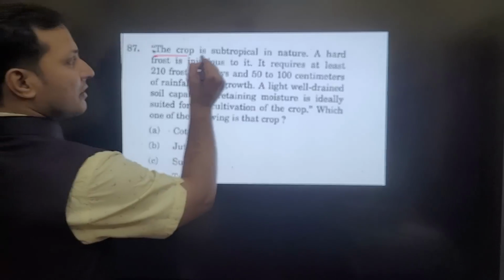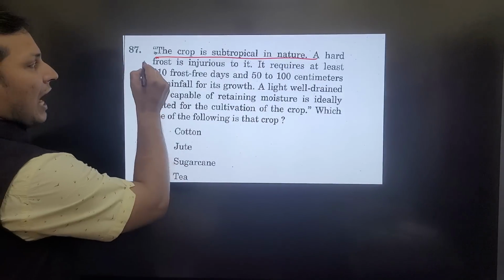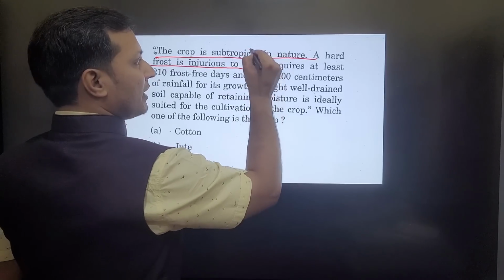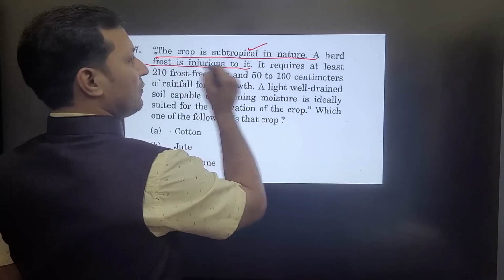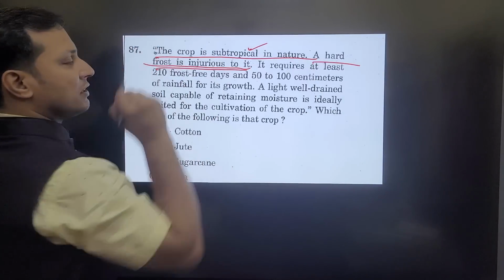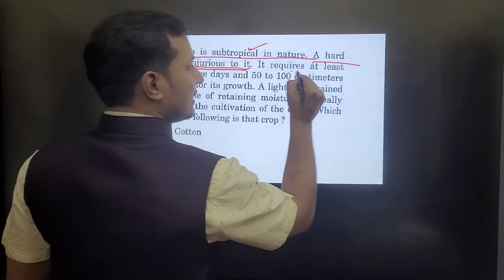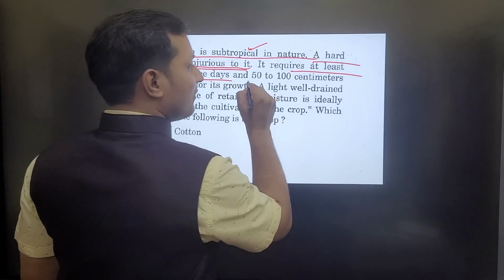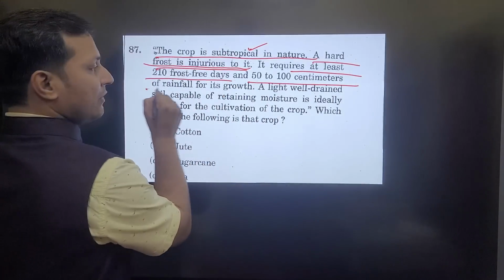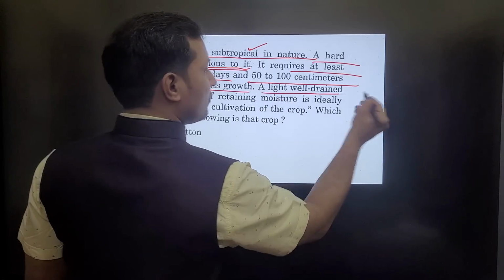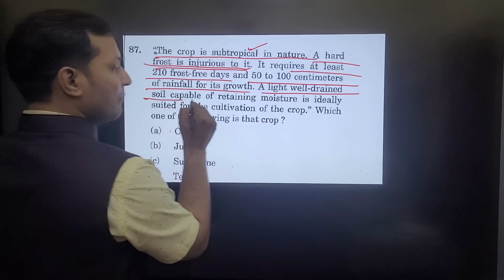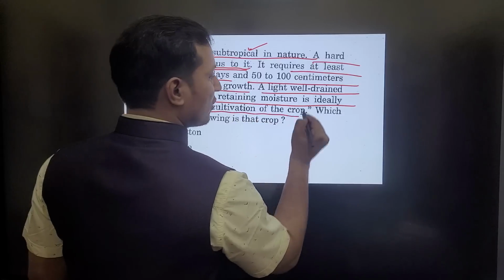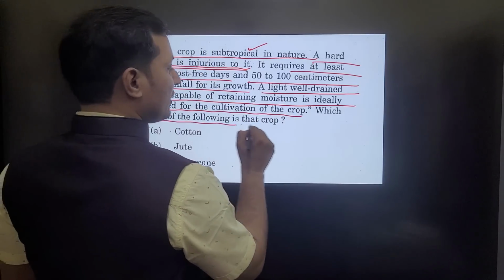The crop is subtropical in nature. A hard frost is injurious to it. It requires at least 210 frost-free days and 50 to 100 centimeters of rainfall for its growth. A light, well-drained soil capable of retaining moisture is ideally suited for cultivation of the crop. Which one of the following is that crop?